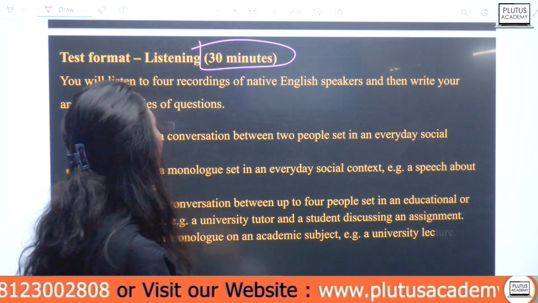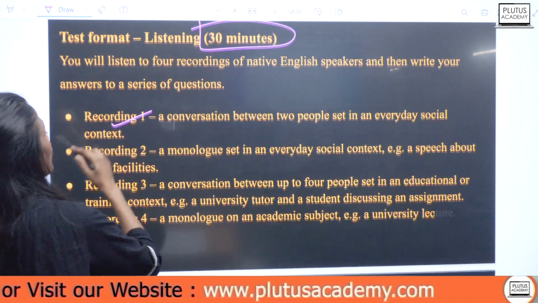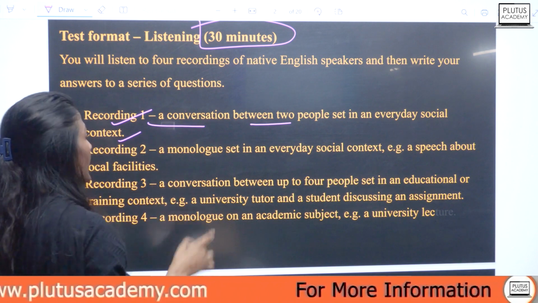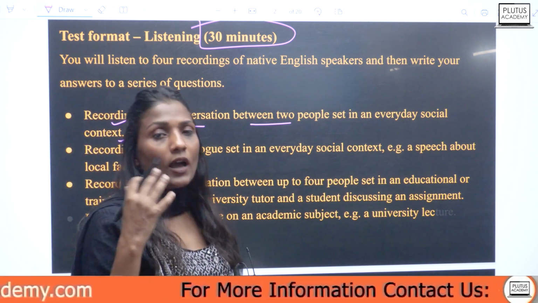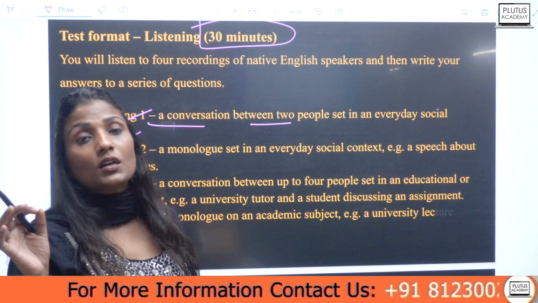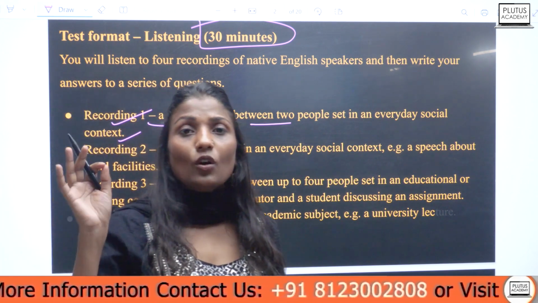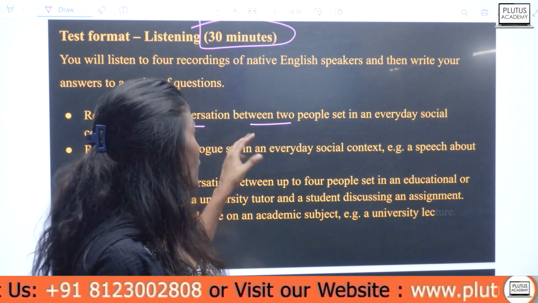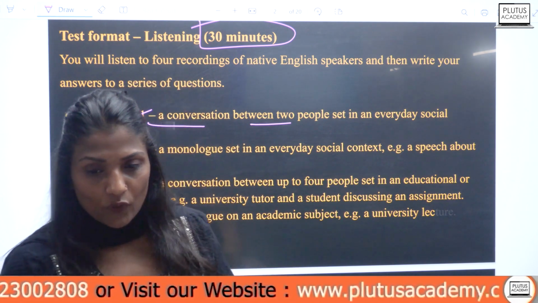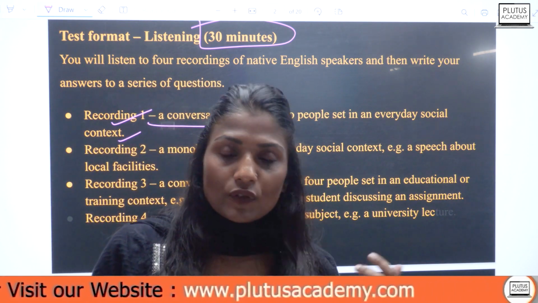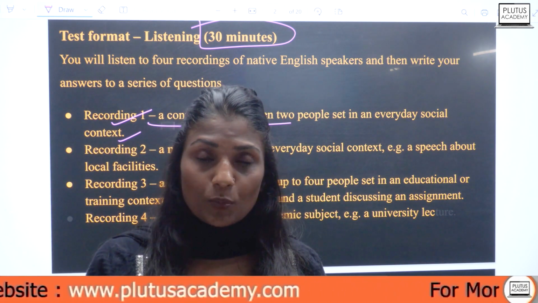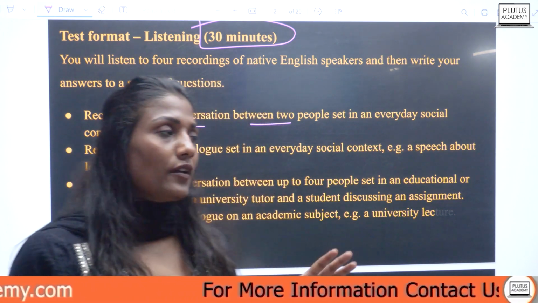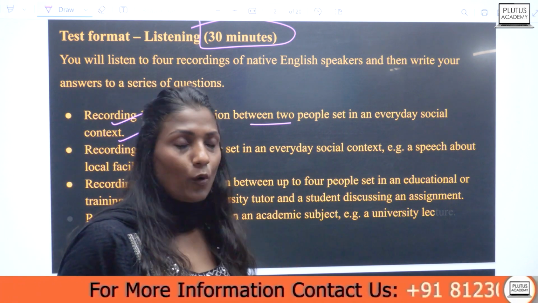your answer. In recording 1, you are going to hear the conversation between two people set in everyday social context. In this particular section, you need to focus on dates, names or addresses, which are often discussed in the conversation between the two people, because you will find that there is a telephonic conversation or these two people are arranging a meeting or an event. So here the dates or the factual information become important.